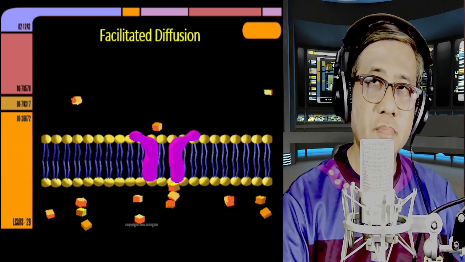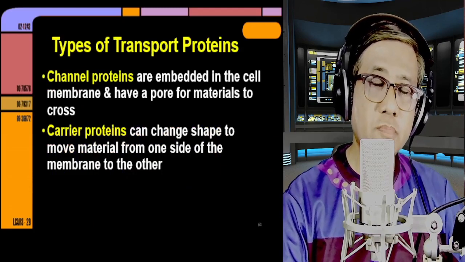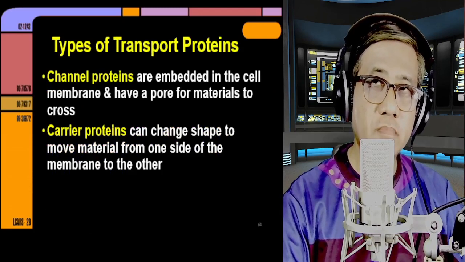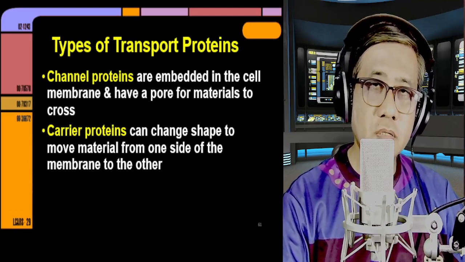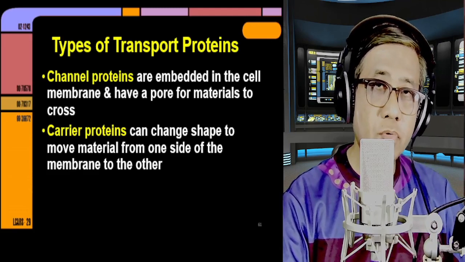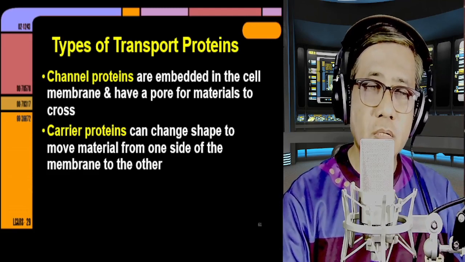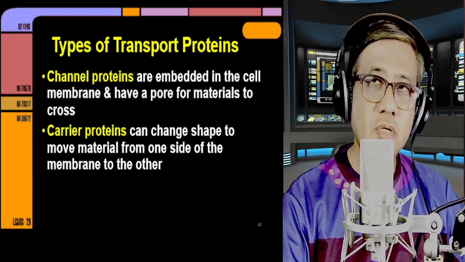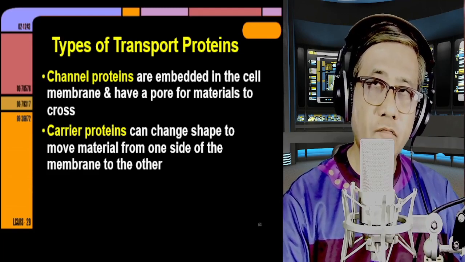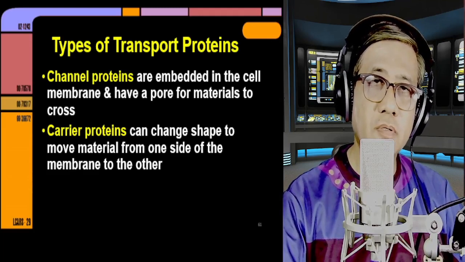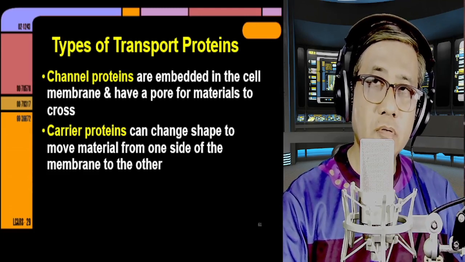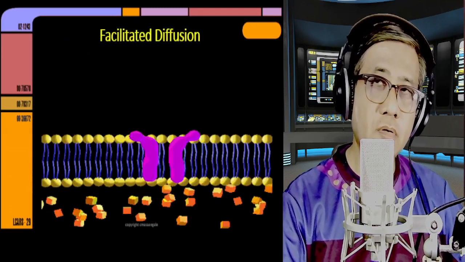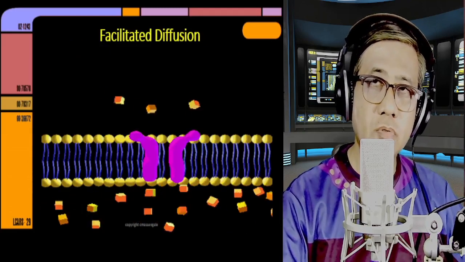molecules down the gradient. Now, there are 2 types of these transport proteins that are embedded in the cell membrane to facilitate the movement of these molecules through facilitated diffusion. So we have channel proteins that are embedded in the cell membrane, which have a pore for materials to cross. And we have carrier proteins that can change shape to move materials from one side of the membrane to the other. So these transport proteins, they facilitate the movement of molecules down the gradient from a region of high concentration to a region of low concentration.